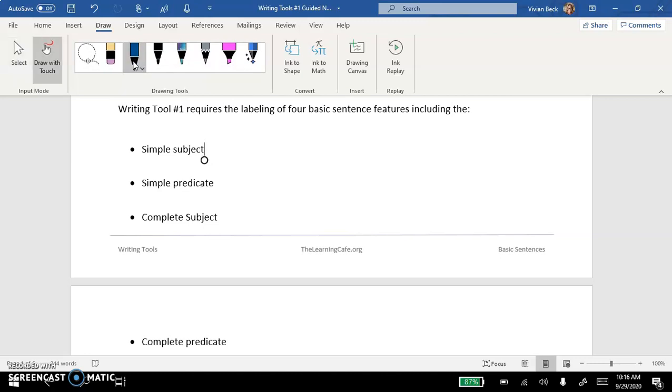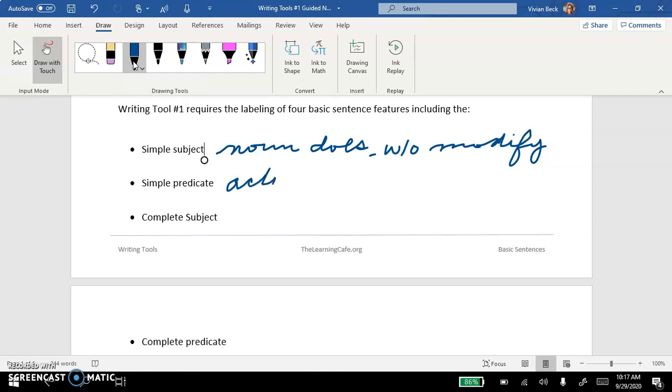A simple subject is merely the noun, the person, place, or thing of the sentence. Okay? It's the noun that does the action, and it is without any descriptors or modifiers. So when we say modify, it means give more information about that word. So it's merely the subject. The simple predicate is the action, again, without its modifiers, without any other descriptors.